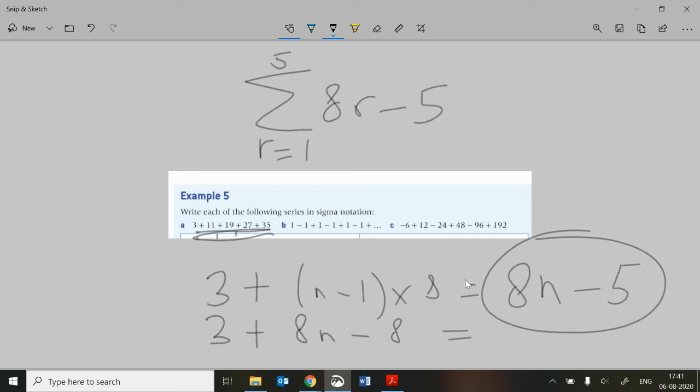Now we need to be consistent in the use of r and r there. If you wanted, I could have called this n and n. That would have been fine as well. In fact, this is a dummy variable in this case. So if you wanted to call this thing i instead, it doesn't really matter. The sum is still going to be the same. It doesn't matter that it's called n or r or whatever. It's just a dummy variable. Okay, so anyway, that's the sigma notation for the first one.